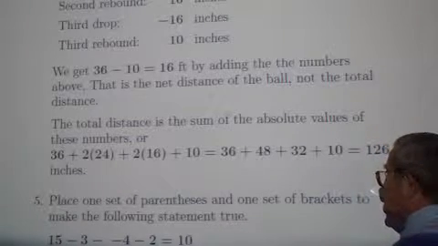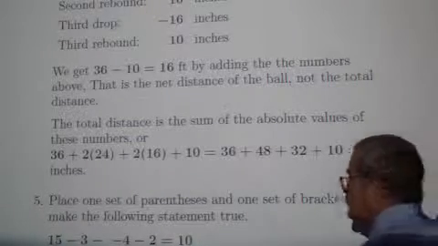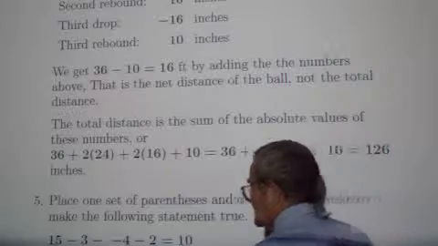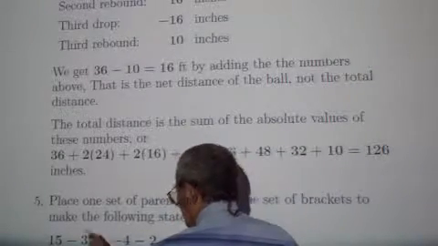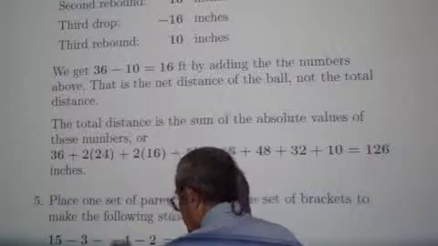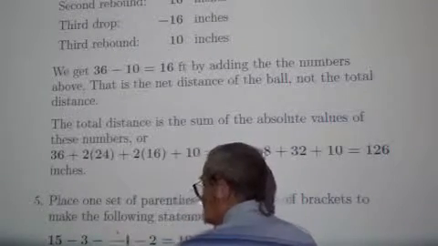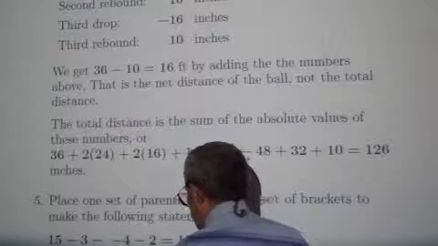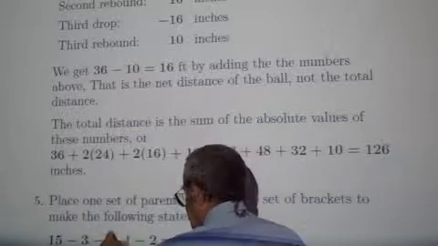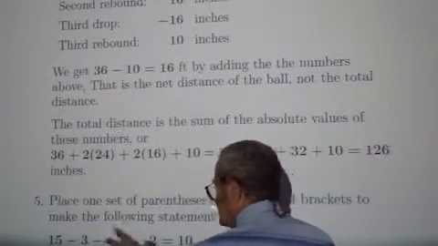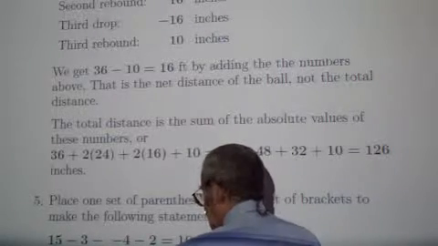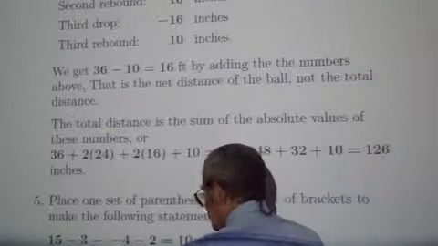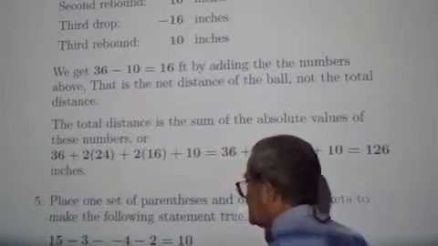Place one set of parentheses and one set of brackets to make the following statement true. As it stands, you have 15 minus 3, which is 12, minus negative, I don't know what this really is, so it is missing something, maybe a parenthesis, maybe a bracket. This gives you a clue, there's something in between here. So how do you place one set of parentheses and one set of brackets? Parentheses inside the brackets to make it 10.